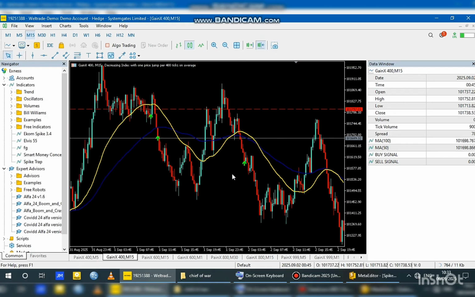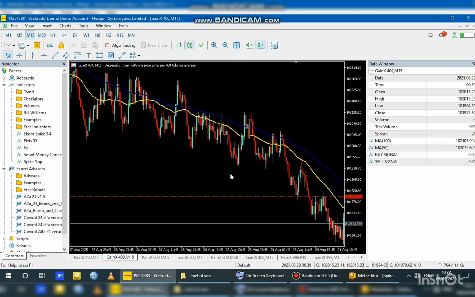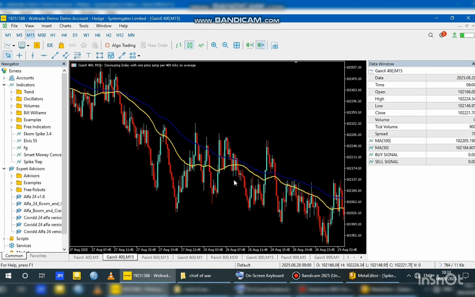This one is when you are using the higher time frame. So that's how it goes with the indicator. You can use this indicator for pain and gain offered by the Weltrade broker, or you can trade boom and crash offered by Deriv. Any financial instrument that deals with spike detection, you can use this indicator.